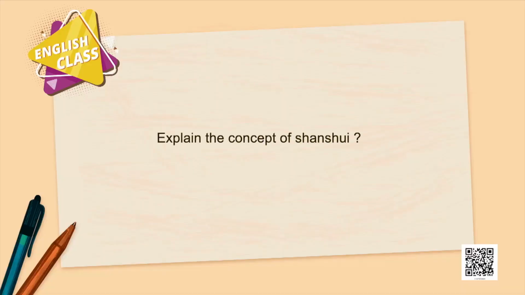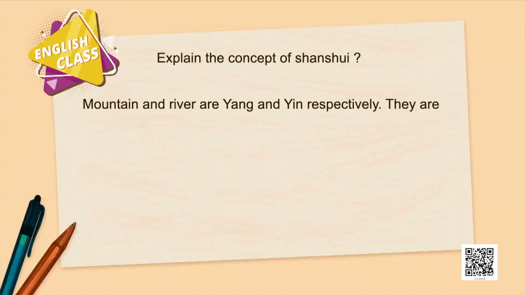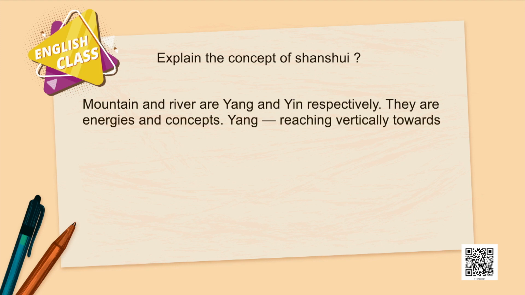Explain the concept of Feng Shui. I hope it is clear to you. Two elements of an image. Example, mountain and river are yang and yin respectively. They are energies and concepts.